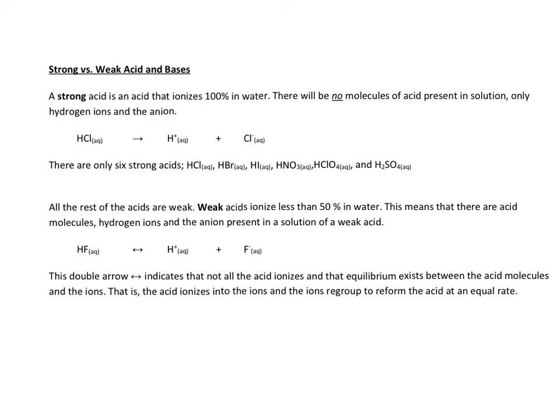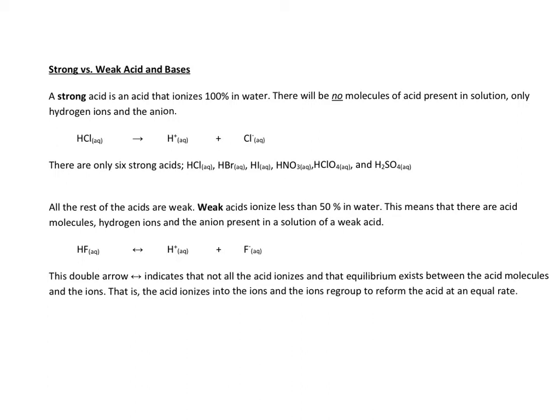A strong acid has a single arrow going to the right, but a weak acid will have a double arrow. This indicates that not all the acid ionizes, and there gets to be something called an equilibrium, a steady state, where the acid molecules, the hydrogen ions, and the negative ions all basically stop changing and their concentrations stay the same.